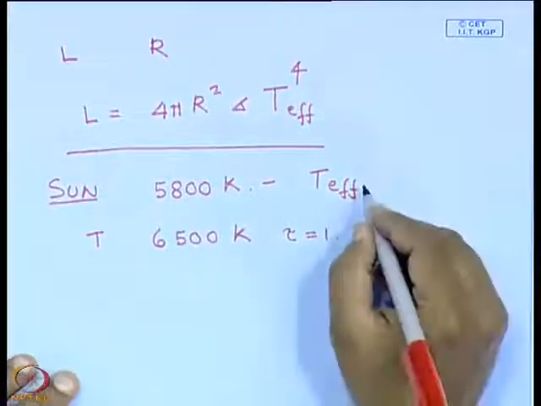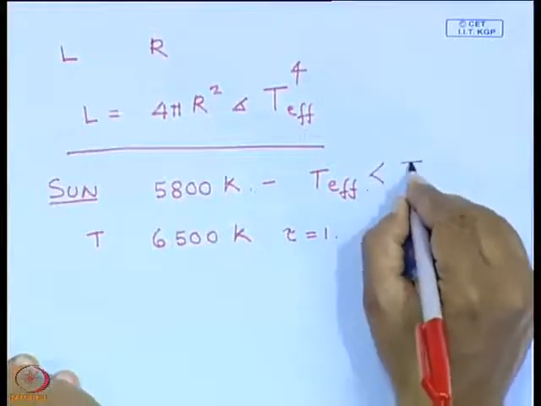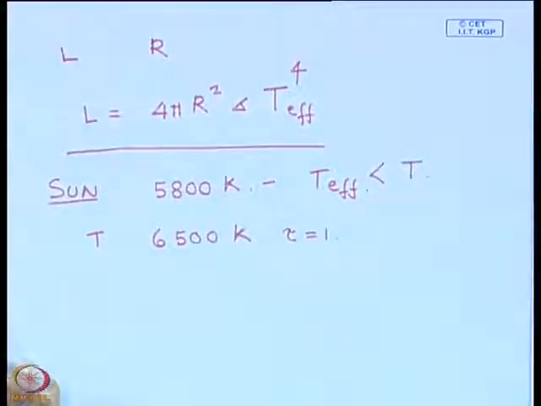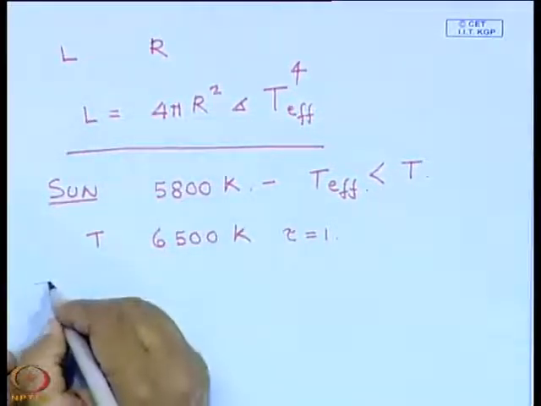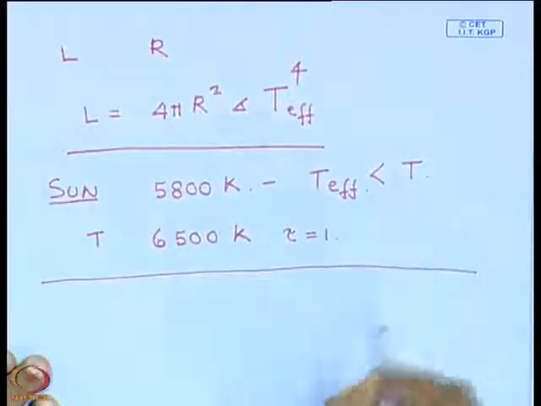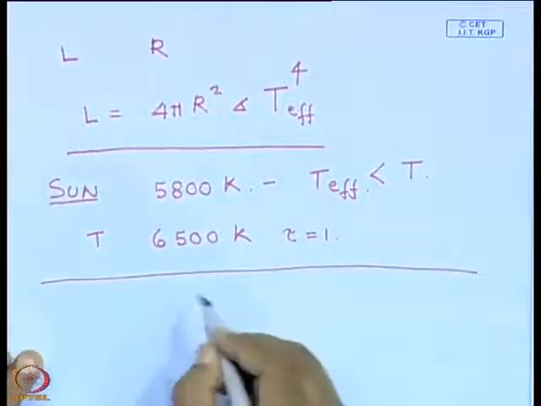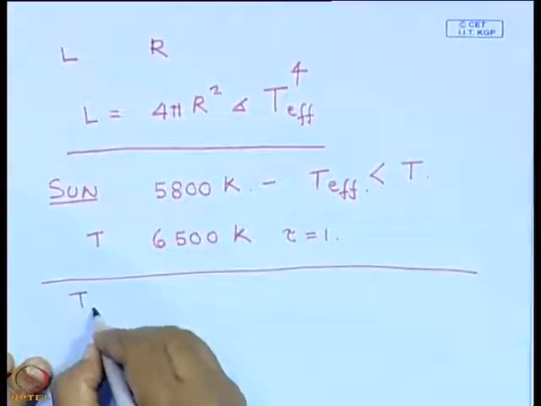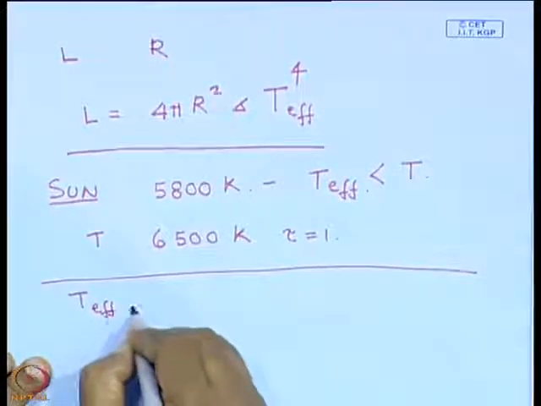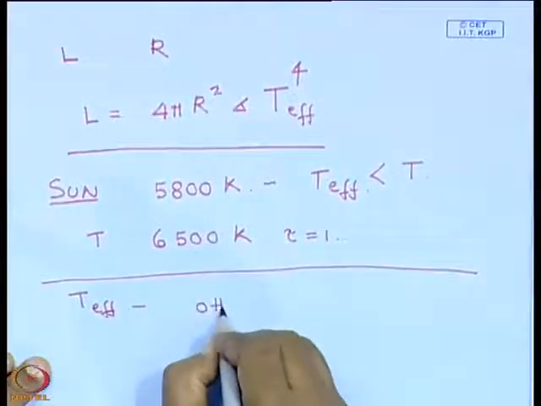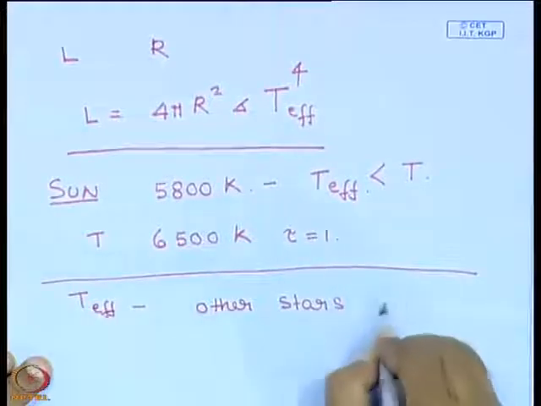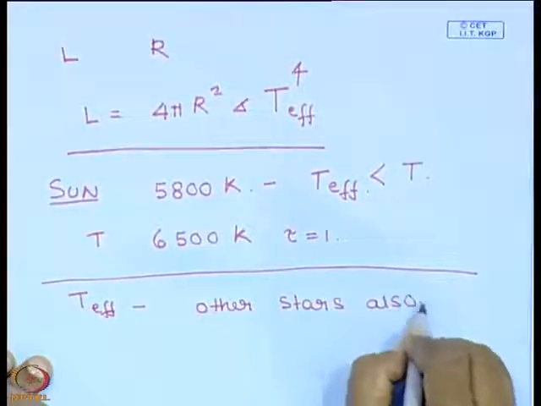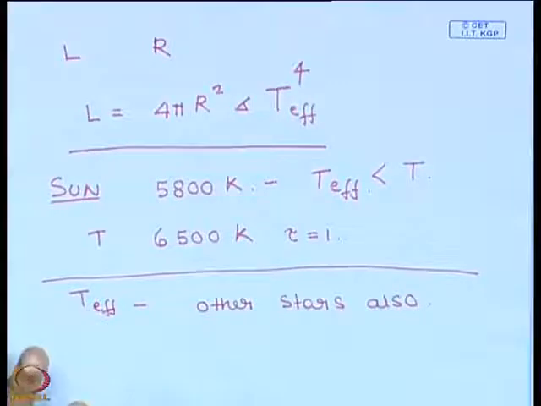Okay, so typically the effective temperature is lower than the temperature at the surface that you are looking at for stars. But it gives you some idea of the temperature of the surface. So one could define this effective temperature for other stars also. And this is a very useful thing.